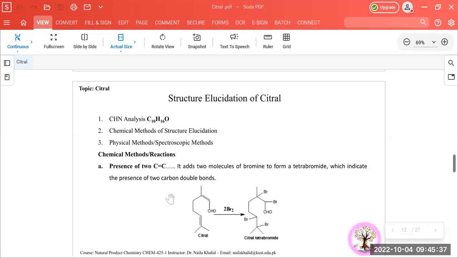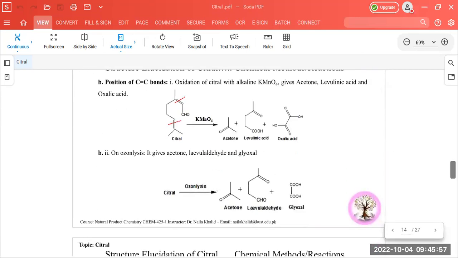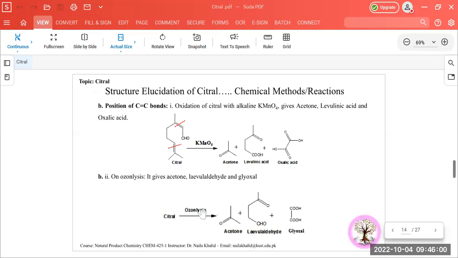The first test we can carry out is the bromination test. When bromine water is added, you get tetrabromocitral, and this indicates that there are two carbon-carbon double bonds in citral. Further, we don't know the position of the carbon-carbon double bonds, whether conjugated, isolated, or where they are in the citral structure. Then we carry out its oxidation with potassium permanganate.